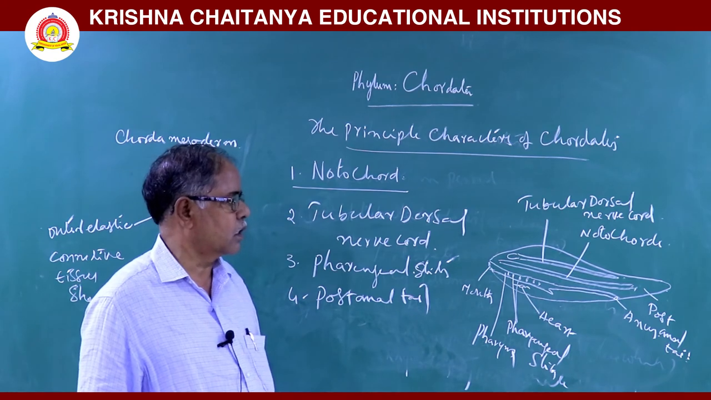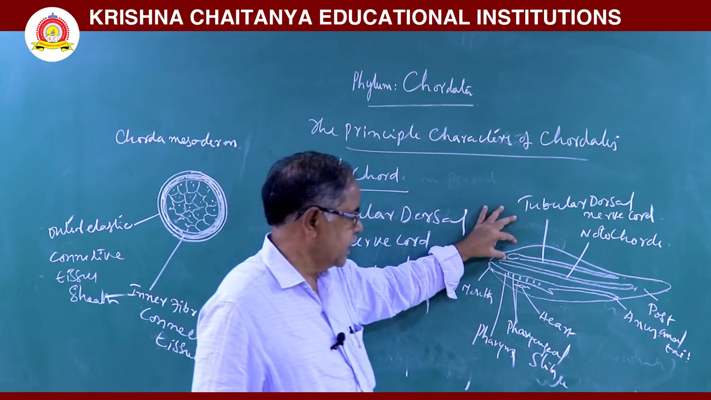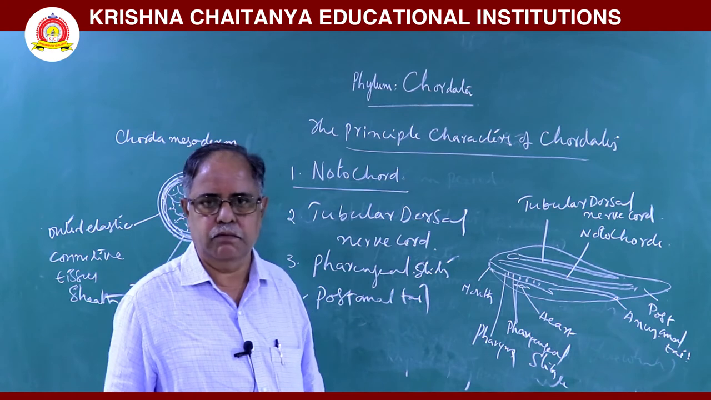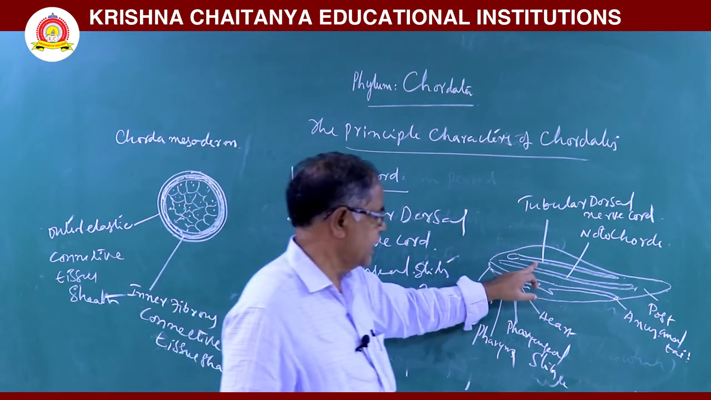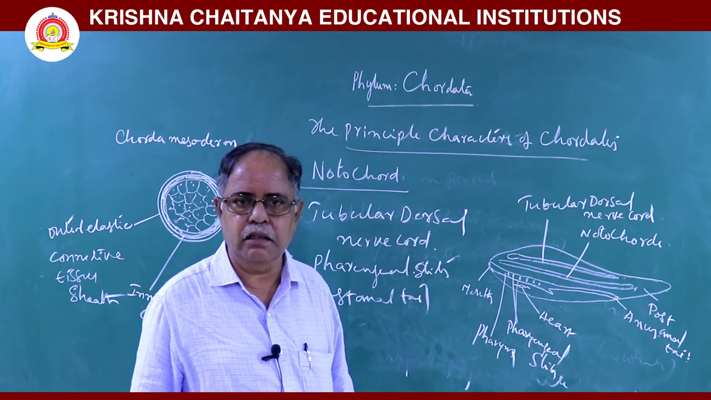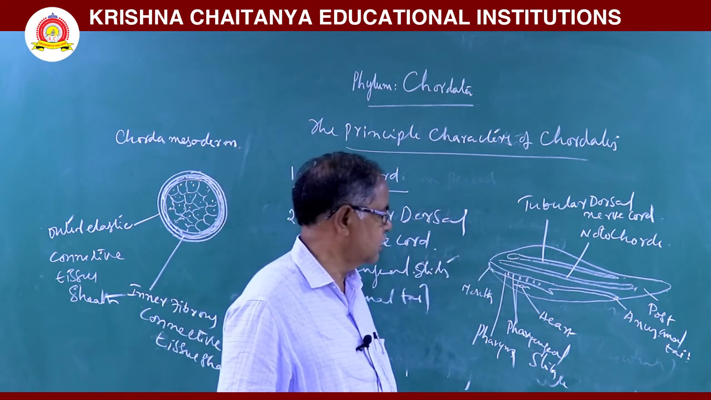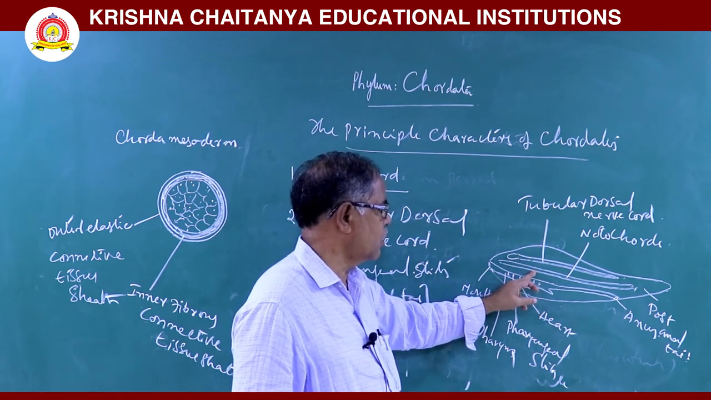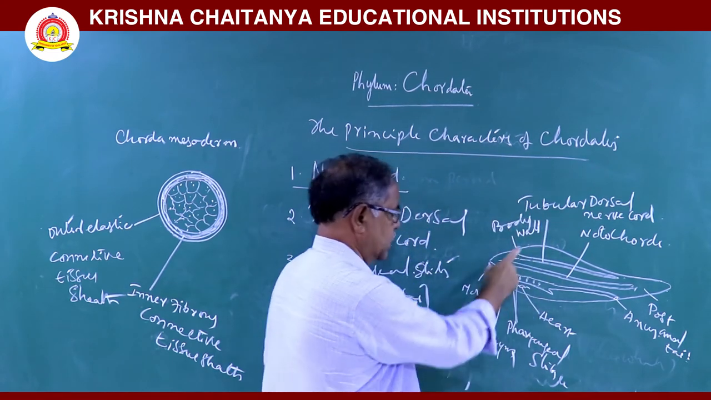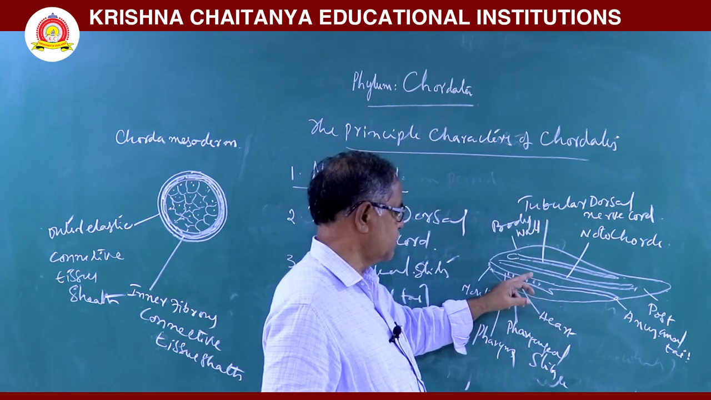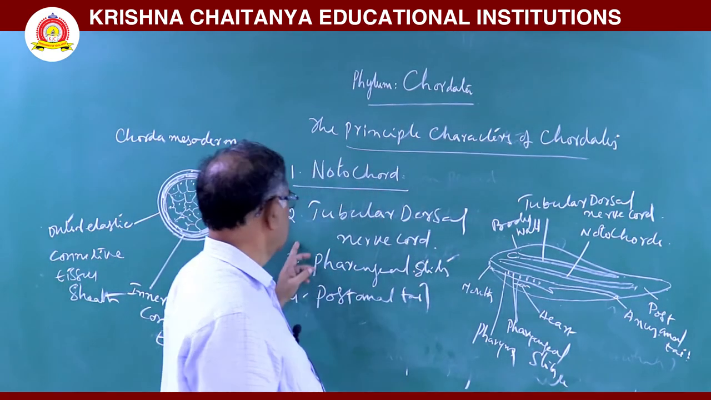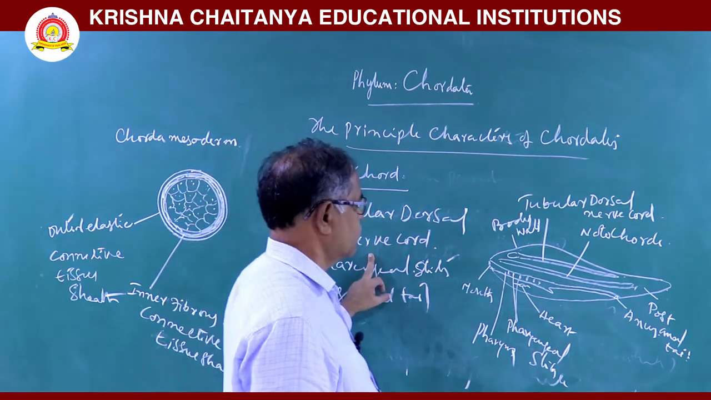This tubular dorsal nerve cord is a single, hollow, fluid-filled, non-ganglionated dorsal nerve cord. This dorsal nerve cord is present in between notochord and dorsal body wall. So, the second principal character is the presence of tubular dorsal nerve cord.